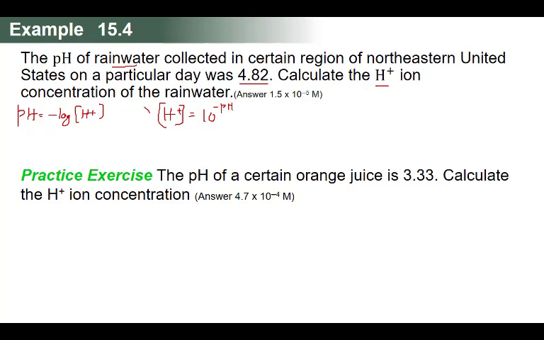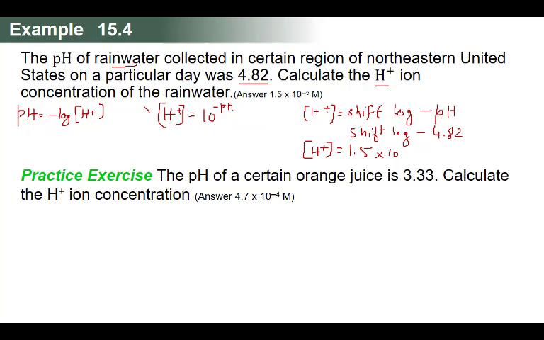Another formula which you can use is that hydrogen ion concentration is equal to shift log. It depends on your calculator, which calculator you are using. So you can use this, or you can use the shift log also. Shift log means antilog of minus pH. So this is here shift log minus pH, which is 4.82. So hydrogen ion concentration will be 1.5 into 10 raised to the power minus 5 molar.